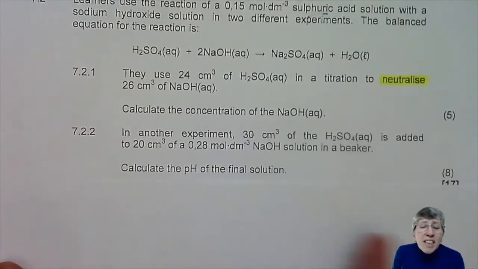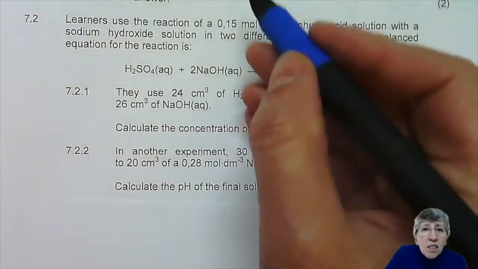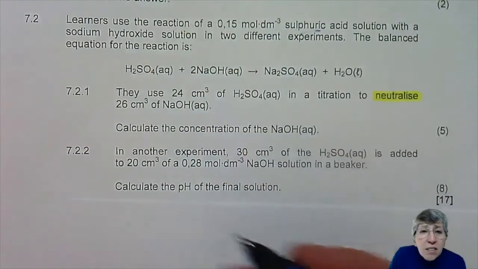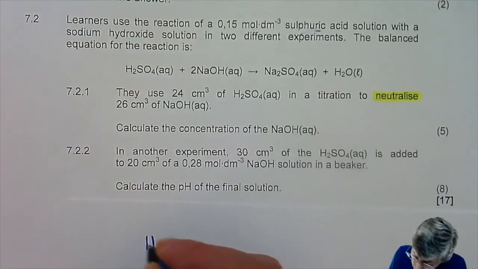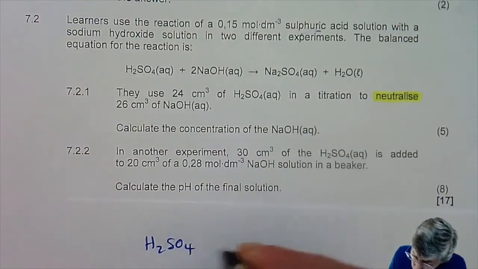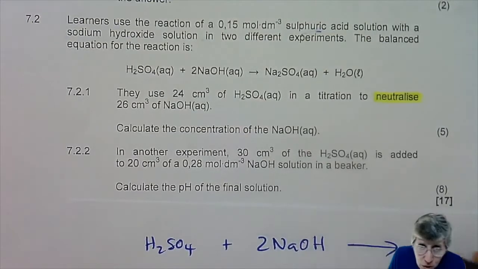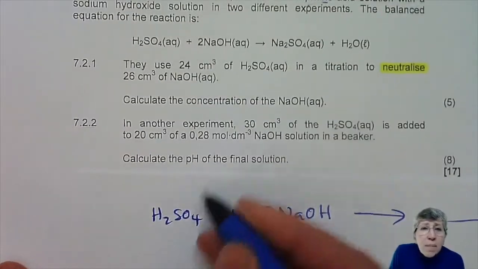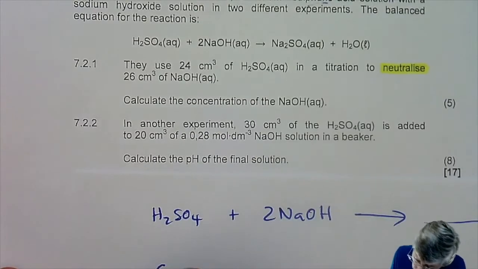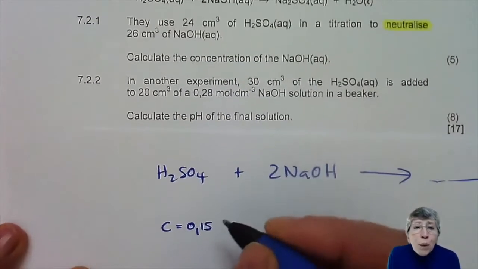Now we're looking at number 2. Now they say we're still using the sulfuric acid, right? So let's say H2SO4 reacting with 2NaOH and giving you some products. I'm not looking at them, and I still have the concentration over here as 0,15 moles per cube decimeter.